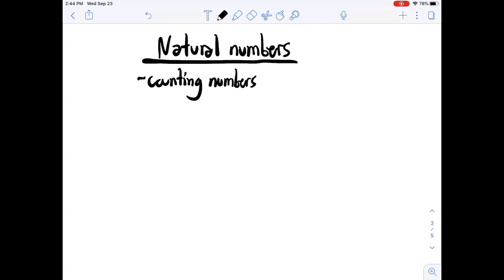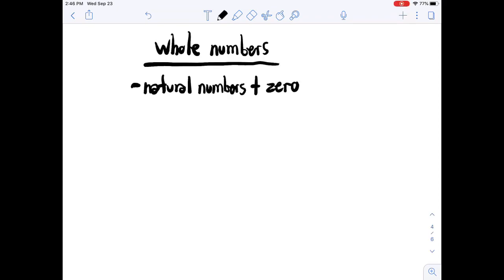Let's start with natural numbers. Natural numbers are counting numbers. In other words, they're positive integers. So 1, 2, 3, 4, 5, and etc. So 6, 7, 8, and you can go on forever, as long as the numbers are positive integers.